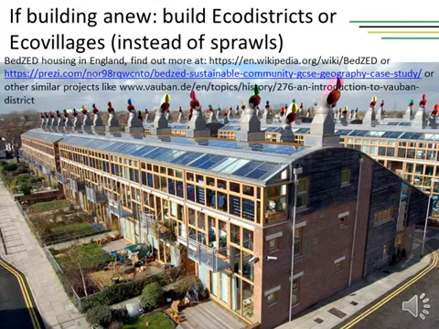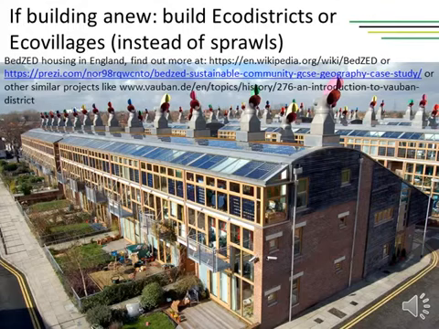Another important issue concerning sustainable design is avoiding building sprawls, and we should always, instead of building sprawls, focus on building sustainable urban or rural settlements like eco-districts or eco-villages. Here in this picture we have the example of the first UK eco-district.